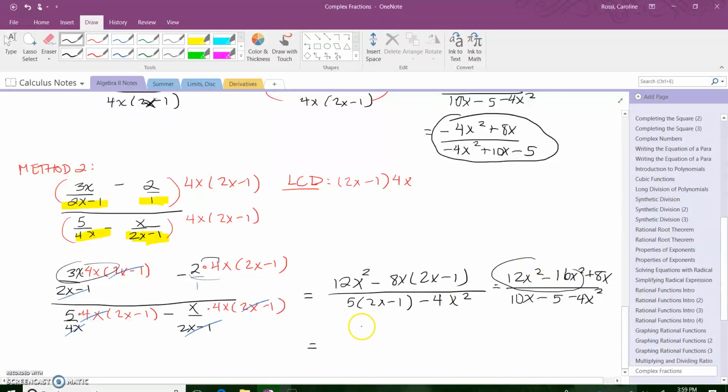Okay, 12x squared minus 16x squared, that's negative 4x squared. This looks familiar, that's good, plus 8x. Negative 4x squared plus 10x minus 5. Okay, awesome. We got the same thing.